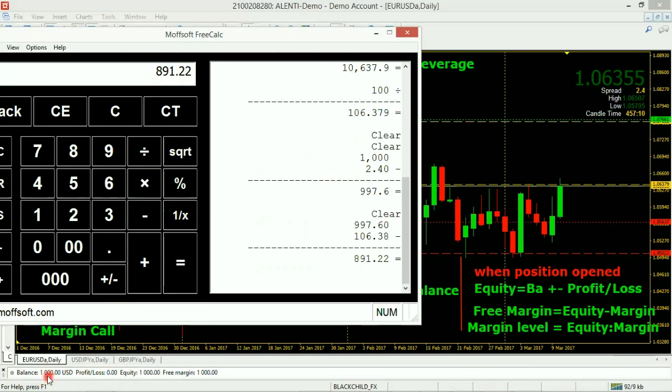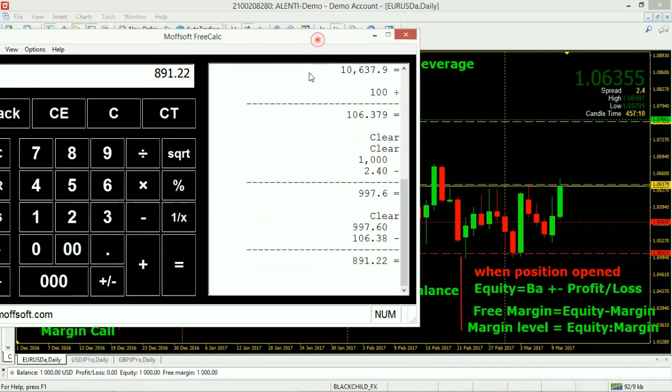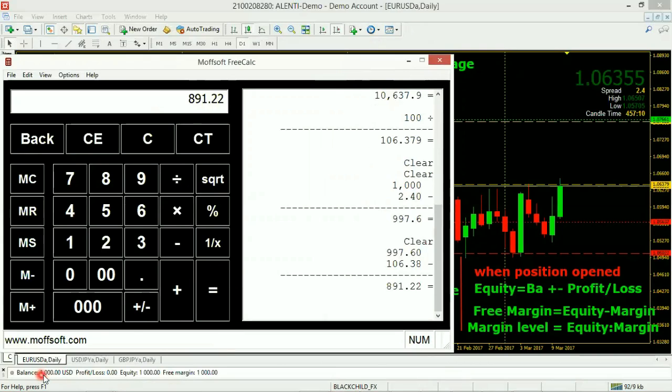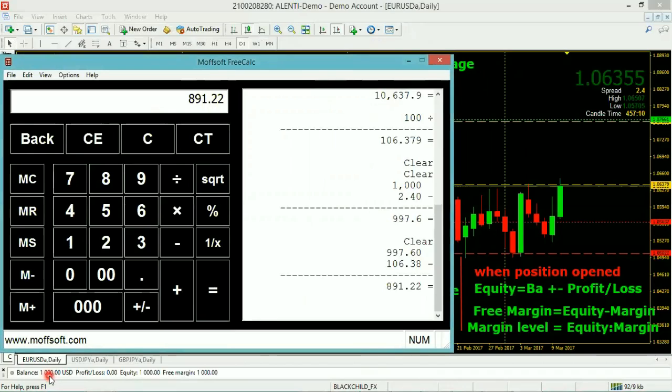And the displayed amount of your balance here remains unchanged up until you close your positions. That's when your balance will change.